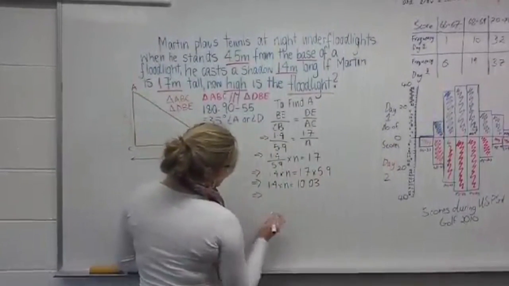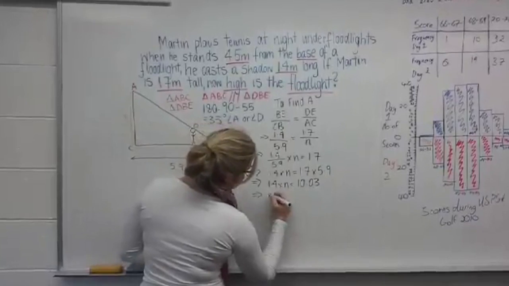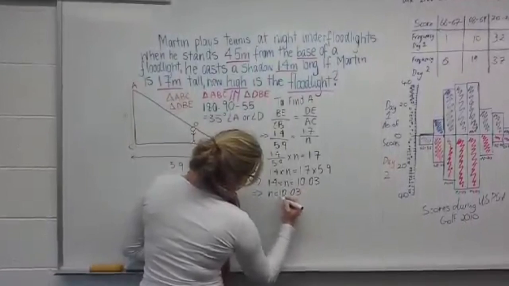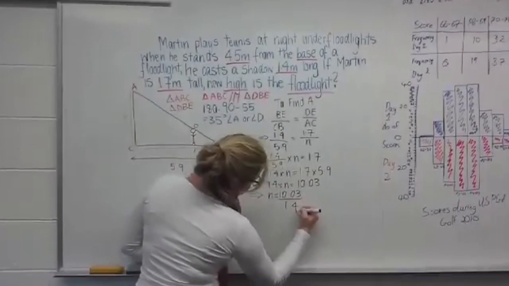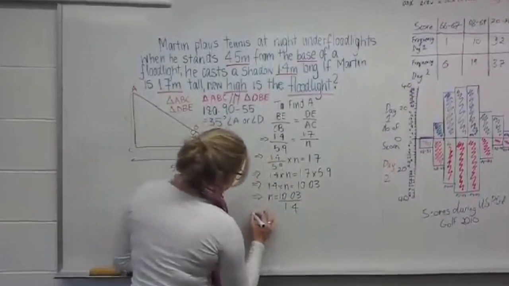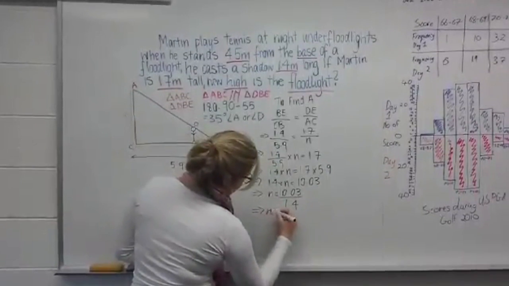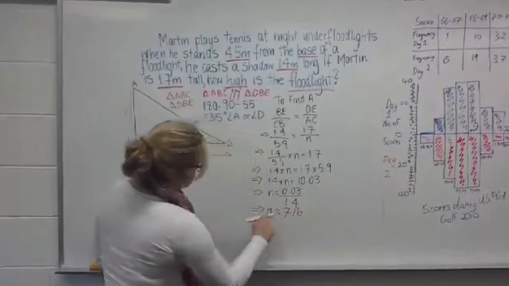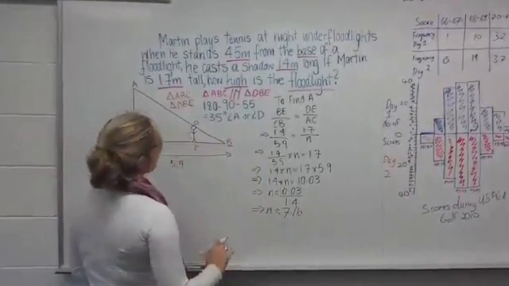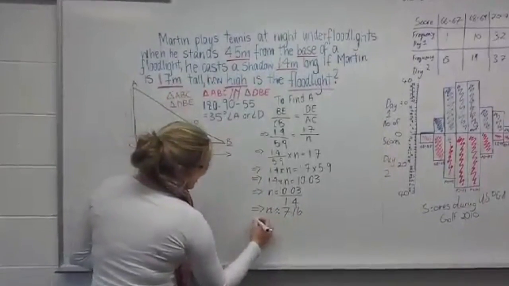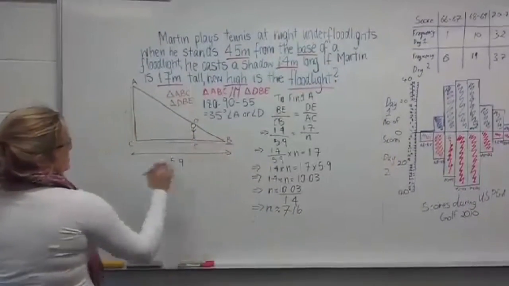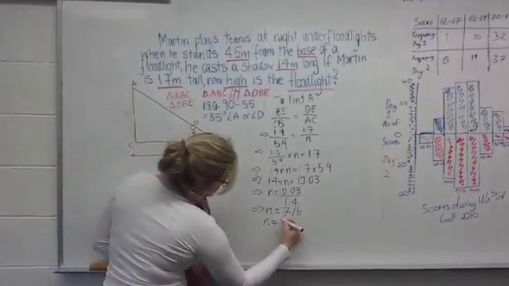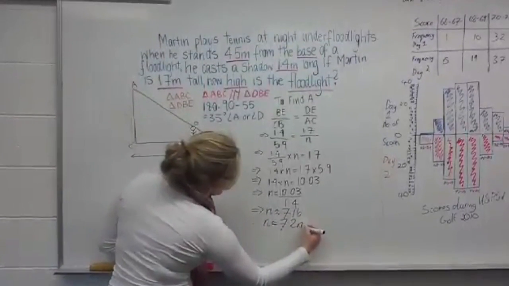To then get n on its own, let's divide both sides by 1.4. And therefore n equals 7.16, and it's an approximate value, so we do two squiggly lines. And because we were given our information in 1 decimal place, we must give our final answer in 1 decimal place. So it becomes 7.2 metres.